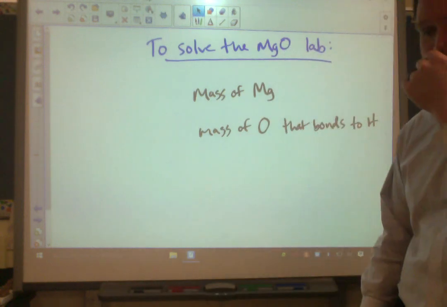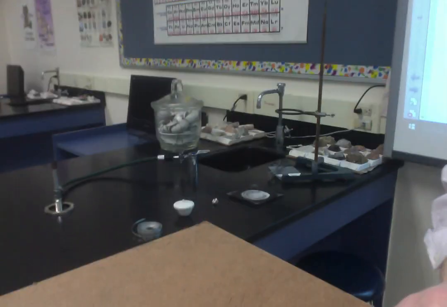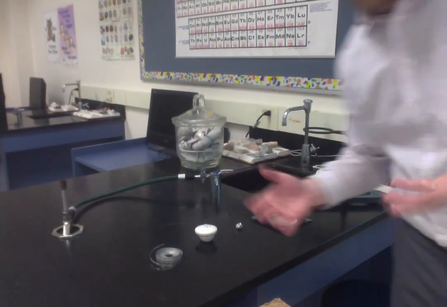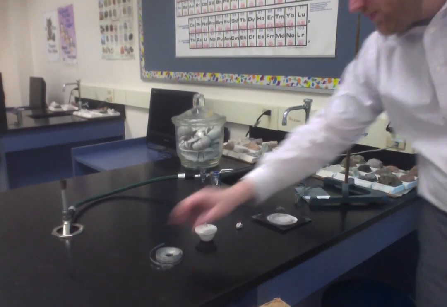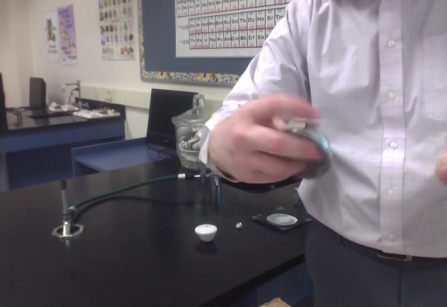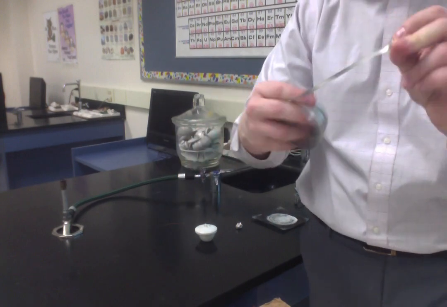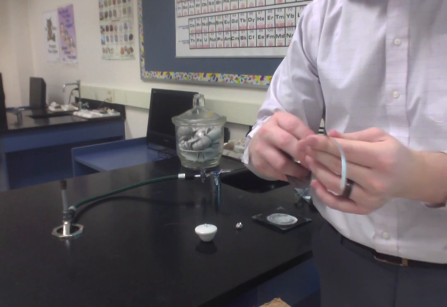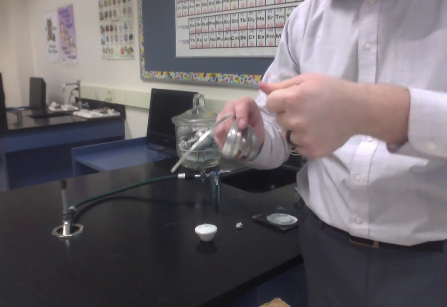Let's talk about how we're going to do that. Let's take a look at the experimental setup here. So a few pieces of information you should know. Let's see if I can get this to not fall. Okay, so our Bunsen burner is obviously going to provide the flame we need. The magnesium is in the form of a ribbon. We call this magnesium ribbon. You can see it's a silver colored metal. It's a little dull on the outside. What we're going to do is take some sandpaper or steel wool and kind of strip the outside.